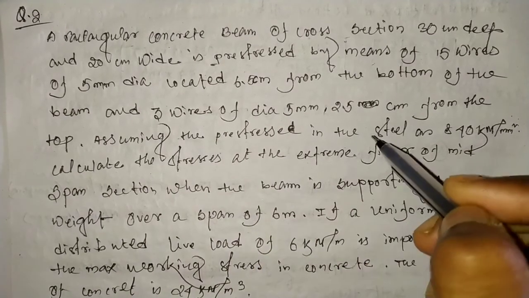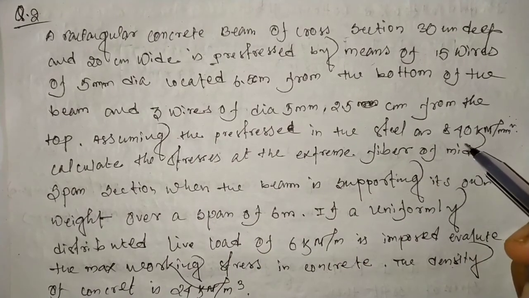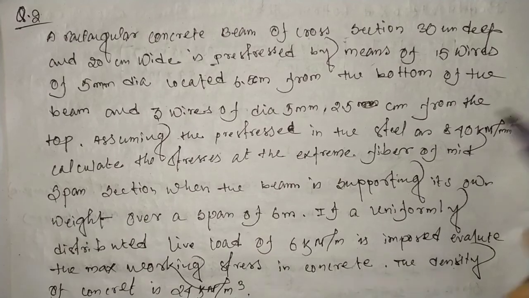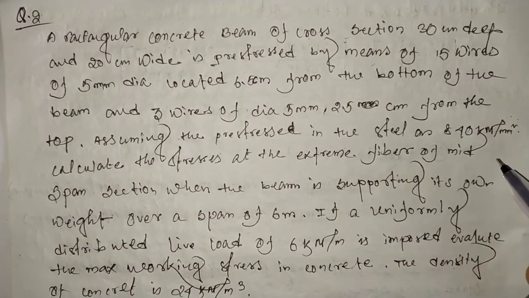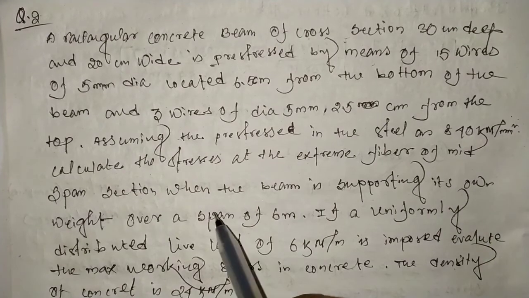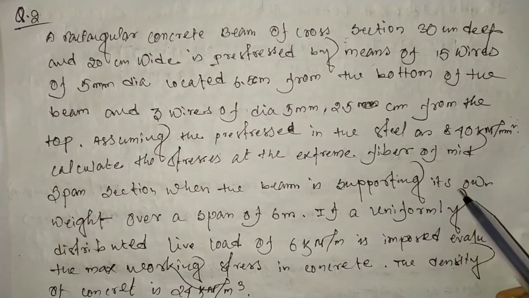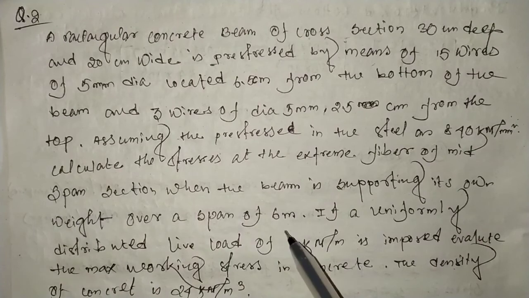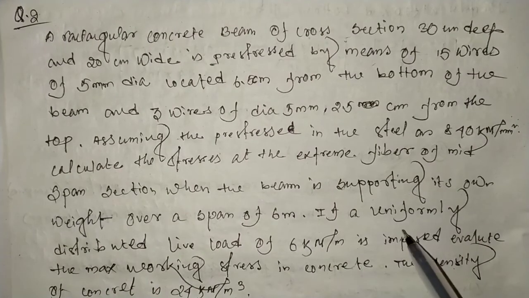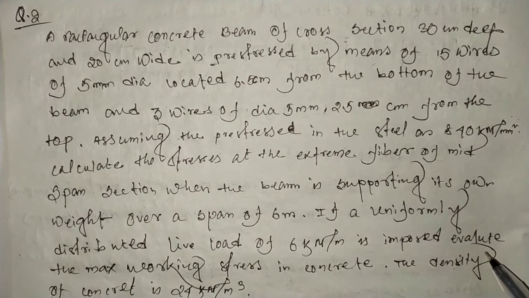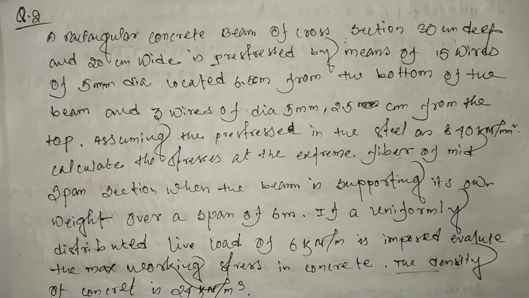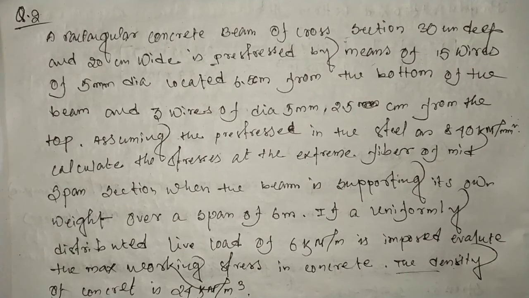Assuming the prestress in the steel is 840 kN per meter square. Now calculate the stresses at the extreme fiber of mid-span section when the beam is supported its own weight over a span of 6 meter. If a uniformly distributed load of 6 kN per meter is imposed, evaluate the maximum working stress in concrete. The density of concrete is 24 kN per meter cube.